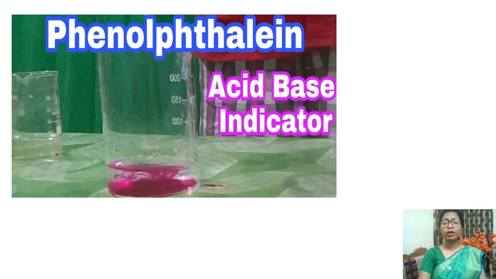Now, how are we going to do this activity or this experiment? For this we need a special type of indicator which is present in the laboratory, called phenolphthalein. This is an acid-base indicator. This is not a natural indicator. This is actually a synthetic indicator.